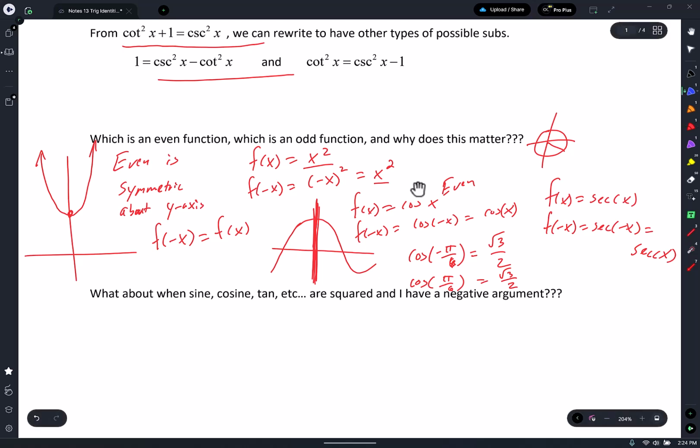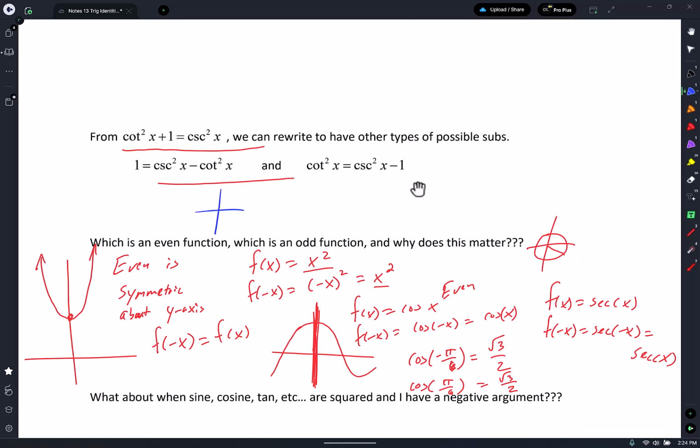What is odd? Well, odd looks like this in blue. Let's do this function. That's an odd function. It has this property, f of negative x equals negative f of x. And that negative is in the front.